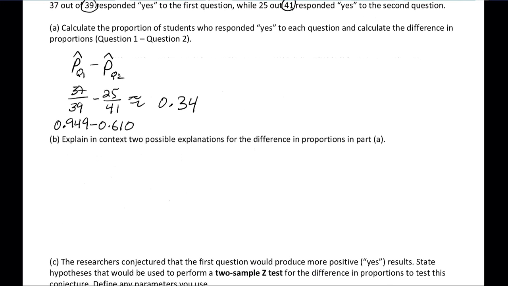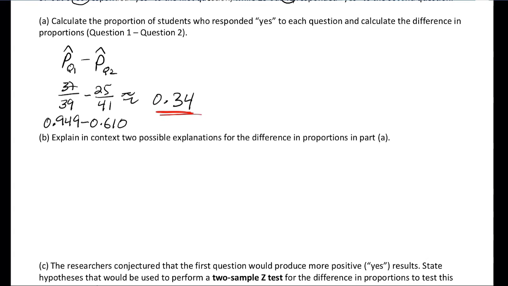Explain in context two possible explanations for the difference in proportions in part A. So there are two explanations we've been talking about through this semester of why we would observe a difference as large as this one, 0.34. So I'd encourage you to pause the video and see if you can come up with those two possible explanations.